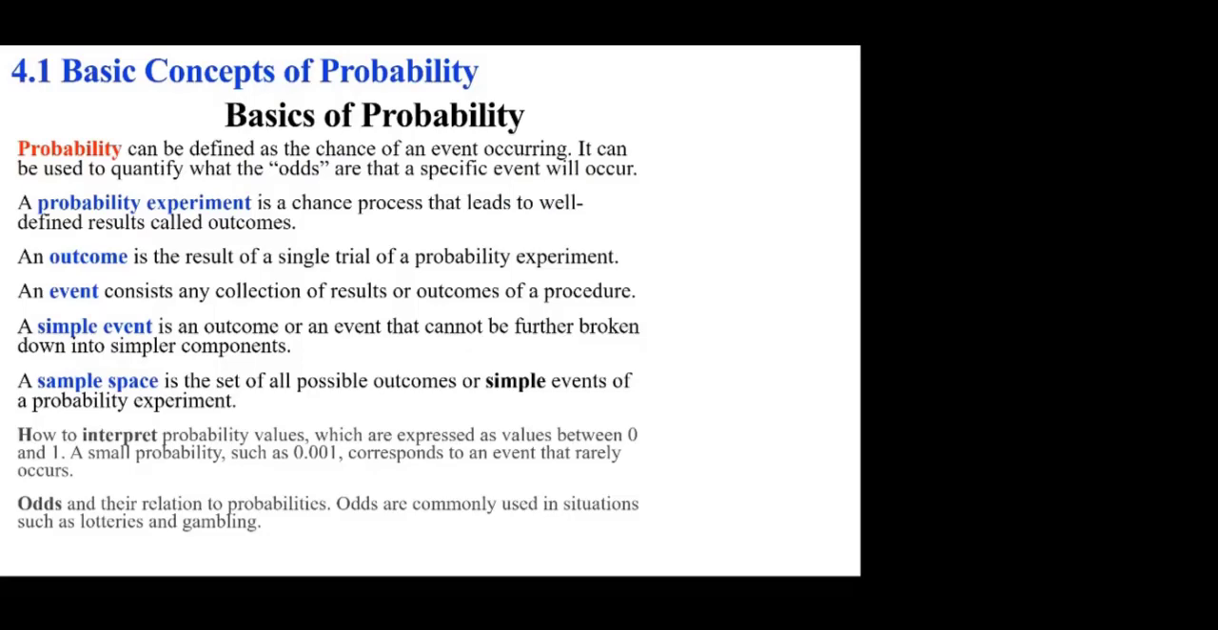A small probability, such as 0.001, corresponds to an event that rarely occurs. Odds and their relations to probabilities. Odds are commonly used in situations such as lotteries and gambling. So one of the things that is extremely important here is the concept of a sample space. It is the collection of all possible events. So that's important for everybody to know.